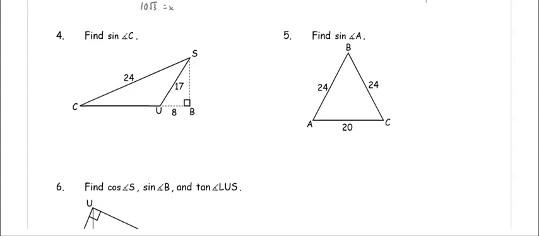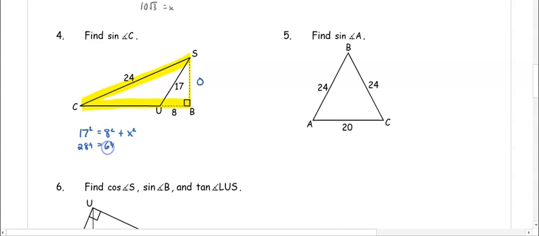In number 4, we are finding the sine of C. In order to find the sine of C, we need to use a right triangle. Because the triangle did not have a right angle in it, we extended with these dotted lines to create the right angle. Now, in order to get the opposite side from C, we need to do the Pythagorean theorem using the dotted triangle. So we would have 17 squared equals 8 squared plus, we'll call it x squared, 289 equals 64 plus x squared, and we subtract 64, x squared equals 225, so x is 15. In this triangle, our hypotenuse is the 24, so our sine of angle C is going to equal 15 over 24, which will reduce to 5 over 8.